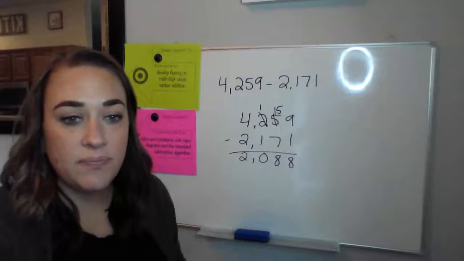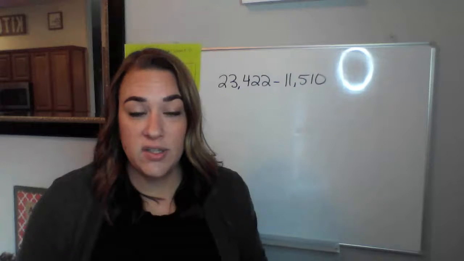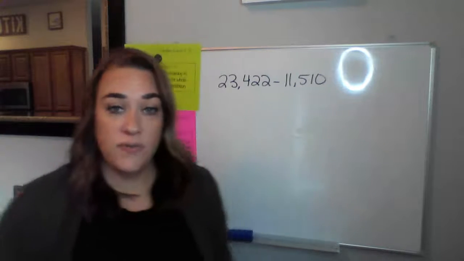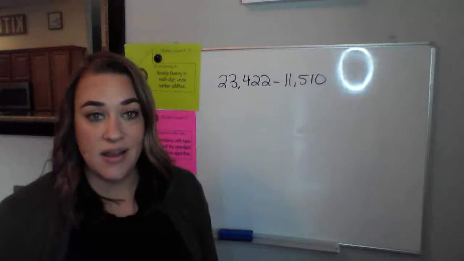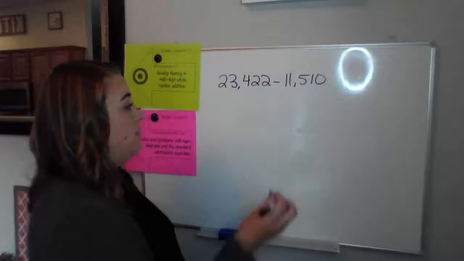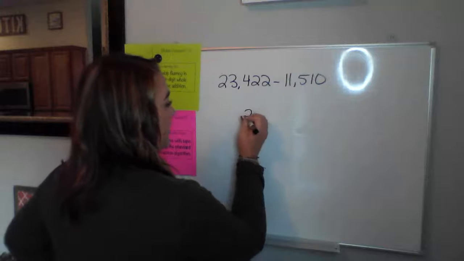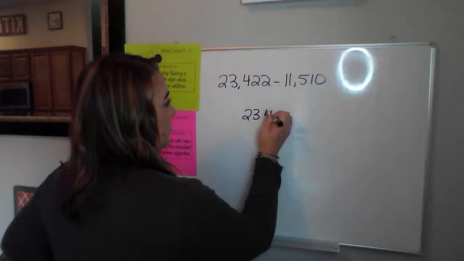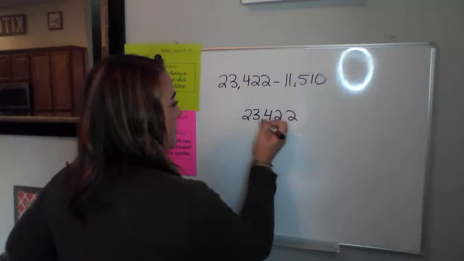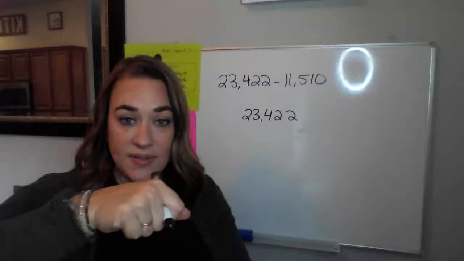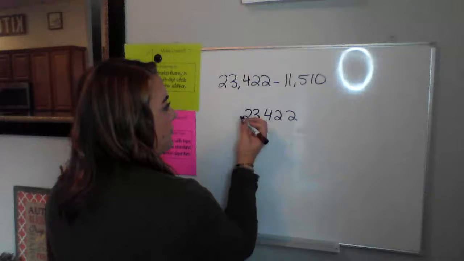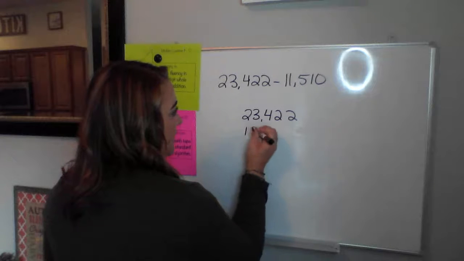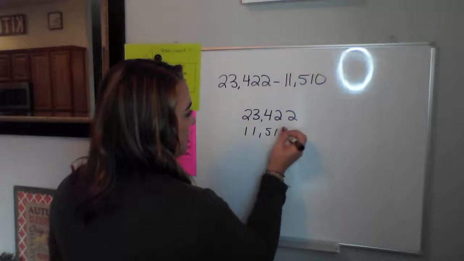All right, let's do another one. Here's our next problem. So we have 23,422 and we're going to subtract 11,510. So we're going to line it up, setting up our standard algorithm. Remember I mentioned in the last video, if you turn your paper sideways, it gives you those lines vertically and you can write nice and neat using those lines to help guide you.